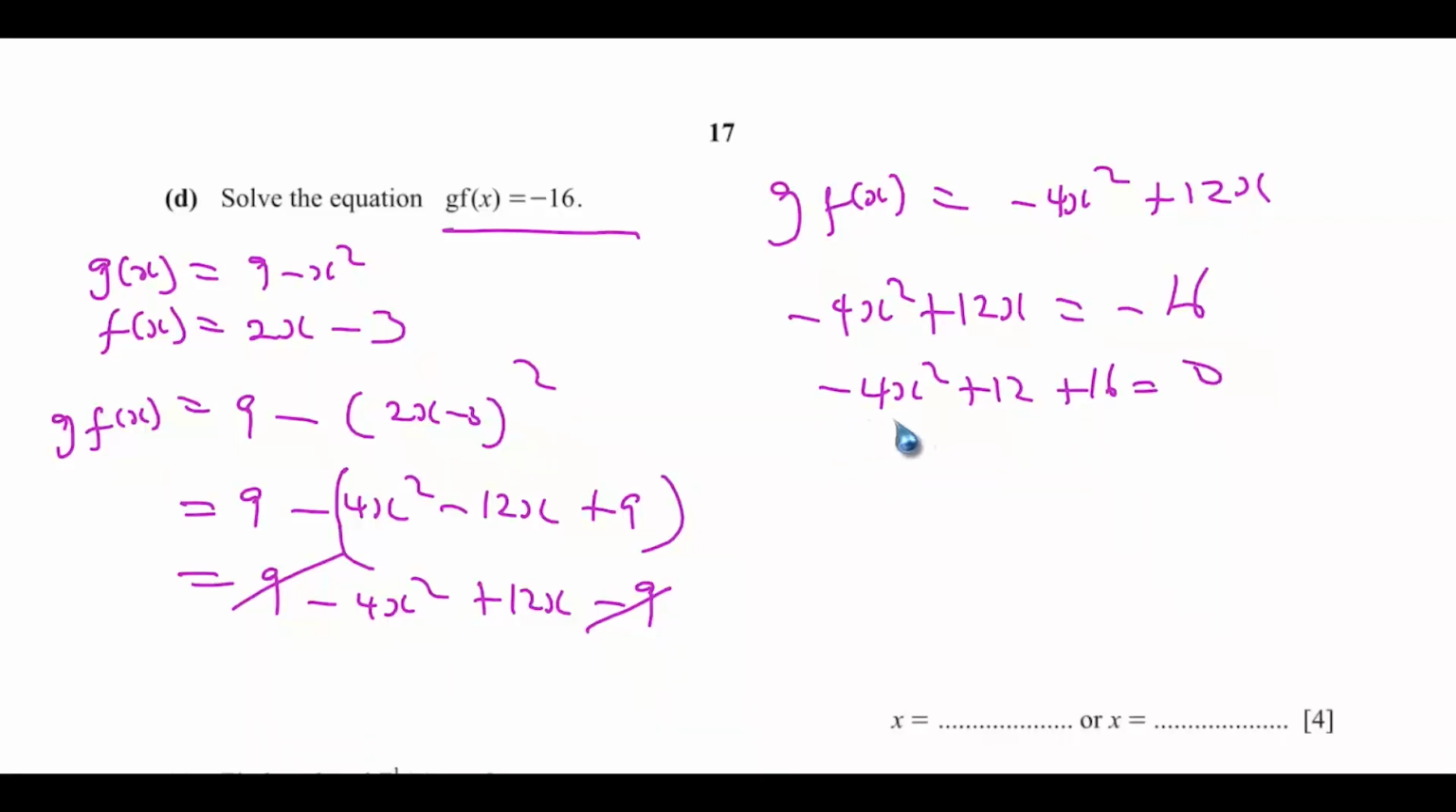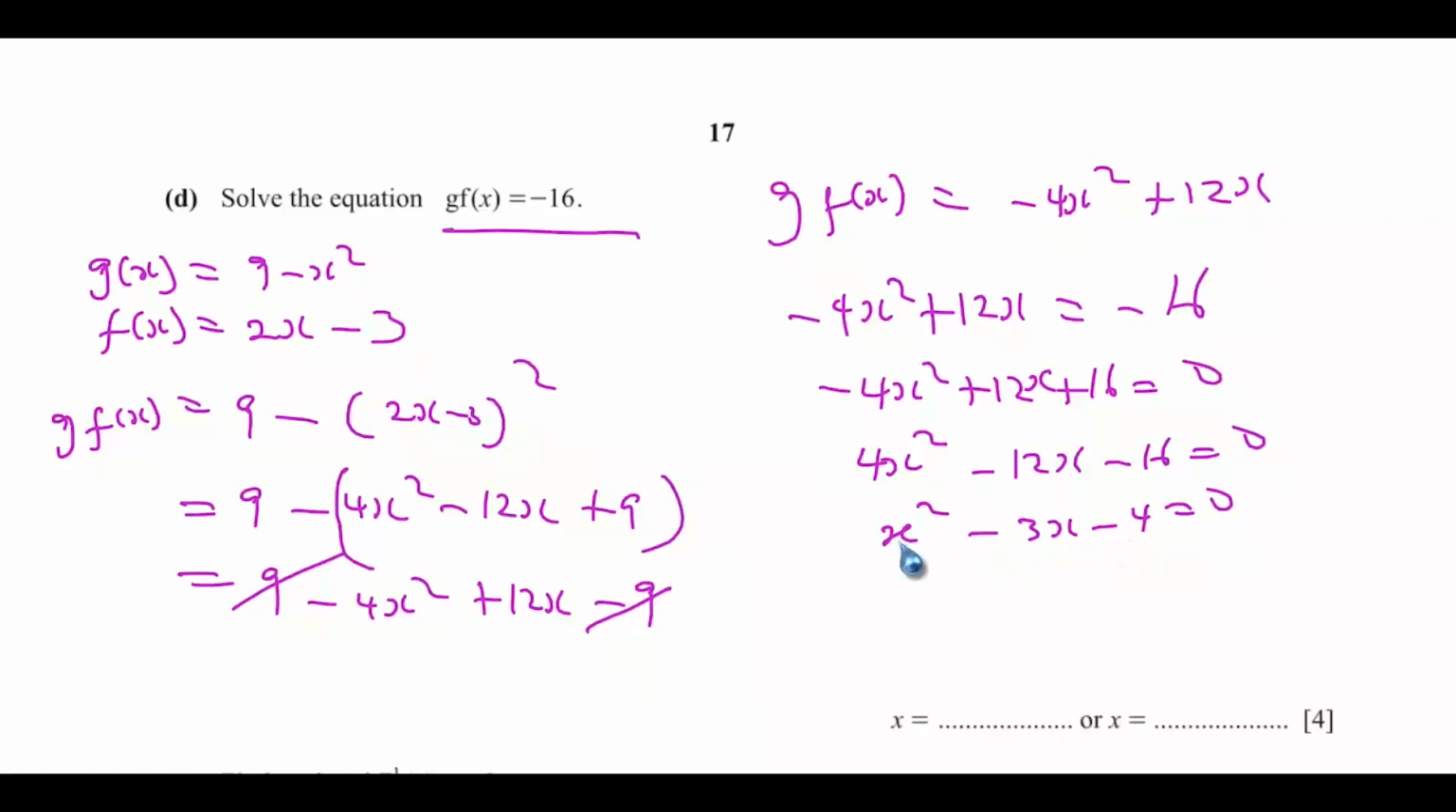So let's multiply through by a negative sign. So this will be 4x squared, positive now, minus 12x and minus 16 equals 0. So we can divide through by 4, as 4 can go into the 3 terms. So this will leave us with x squared minus 3x minus 4 equals 0.